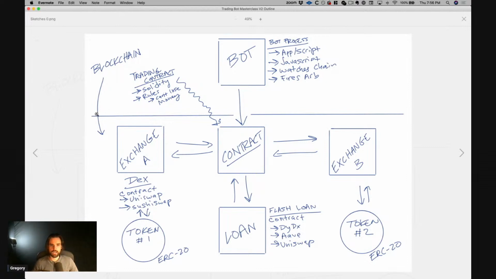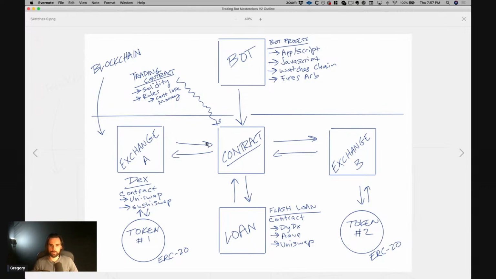This line shows you where the layers are. Up here is the internet, on your computer, and this stuff down here is on the blockchain. Your smart contract is going to be written in Solidity. It's the trading contract. It has the rules that govern how you're going to do this trade. It knows how to talk to the Uniswap smart contract and the SushiSwap contract. That's exchange A and exchange B. It knows how to do the trades on each of those.